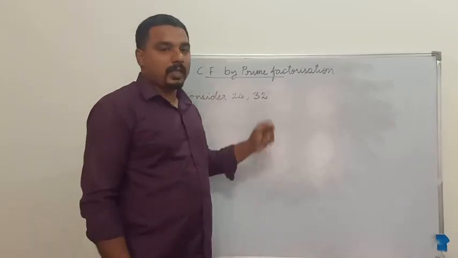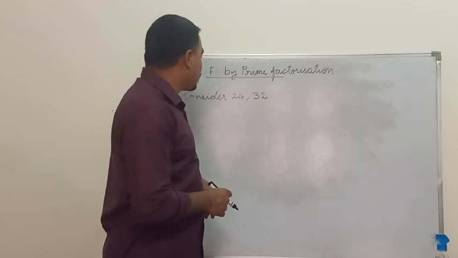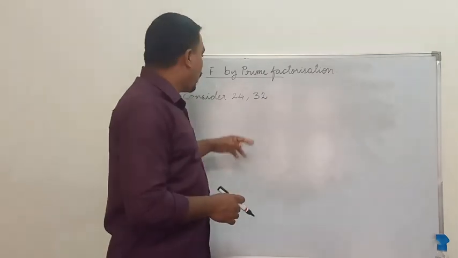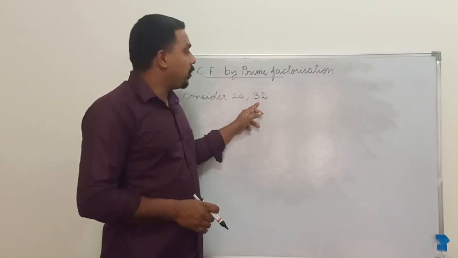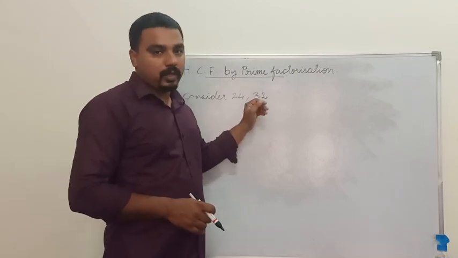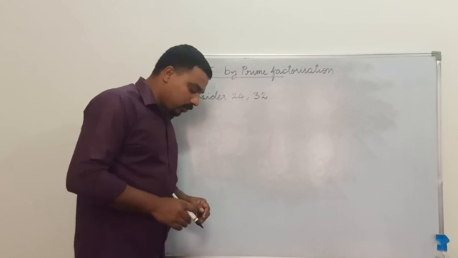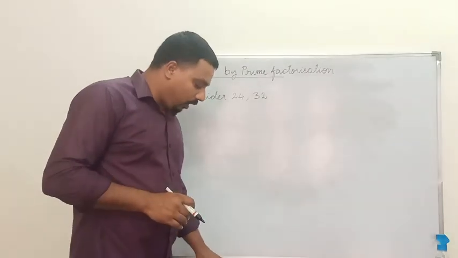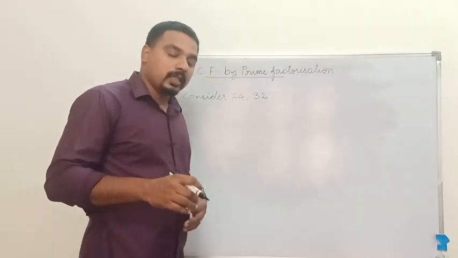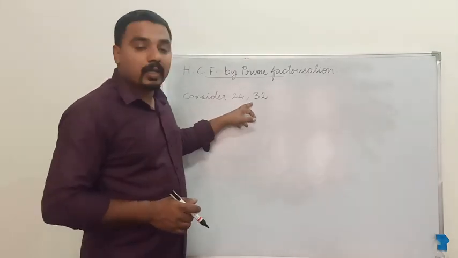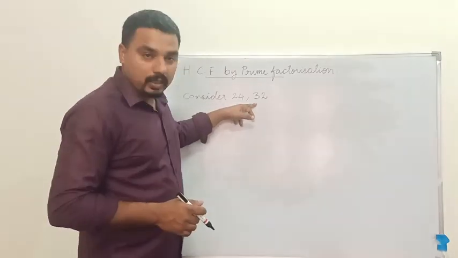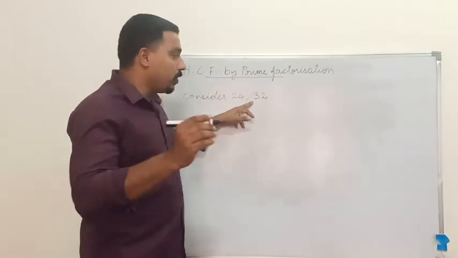HCF by prime factorization method. Okay, let us discuss one question. 24 and 32 by prime factorization method. Okay, see, first of all, some steps are there. First of all, find the prime factorization of the given numbers. So we need to find out the prime factorization of 24 and 32. So first we will do that.